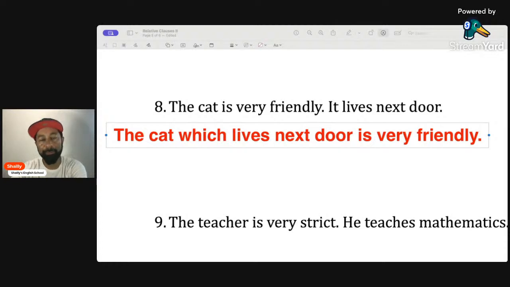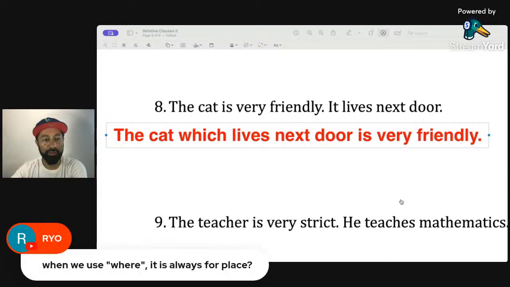Okay, we'll do a couple more, and I'll give some homework as well for people who want to challenge themselves. I'm giving all the answers to you right now, so if you want to challenge yourself to make sure you are correct and build your confidence, you can do the homework I give you. So Dio has a question. When we use where, is it always for a place? Yes, where will always be used for a place. That is correct.